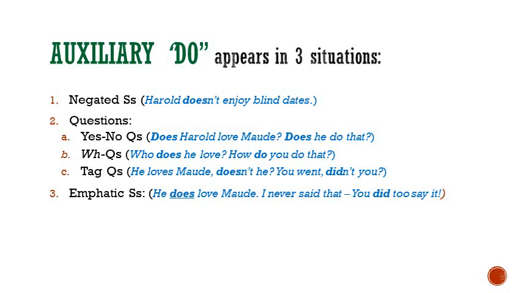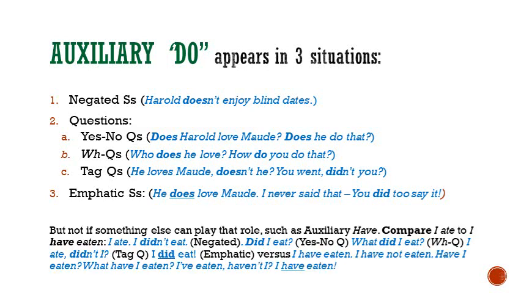This comes up when kids are arguing, and they say, like, did not, did too. So I never said that. You did too say it, where you're emphasizing, like, yes, you did say it. So these are the situations where we can use it, but as I said, it happens if it's not the case that something else can play that role, such as auxiliary have. So this summarizes what I was saying as I went along.